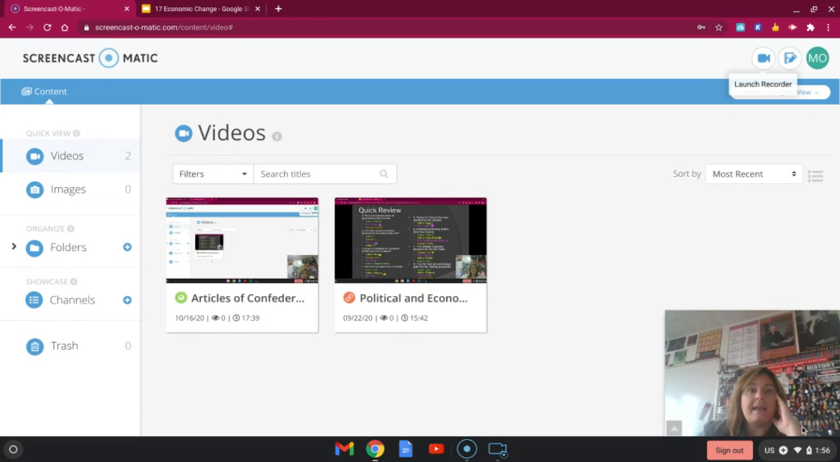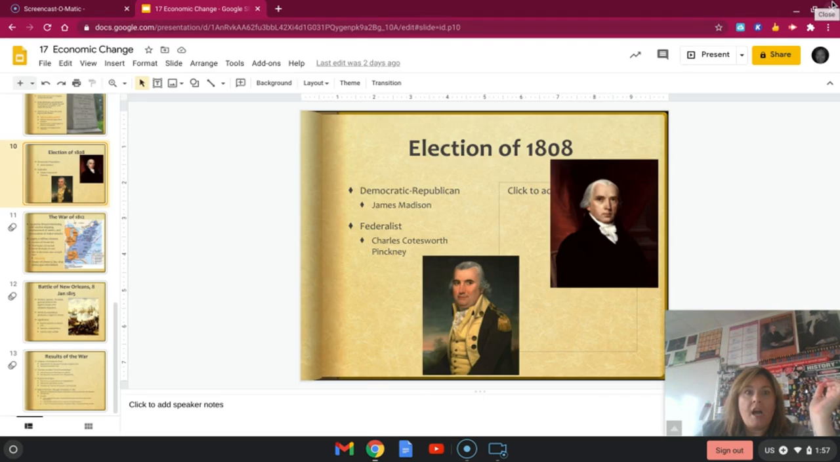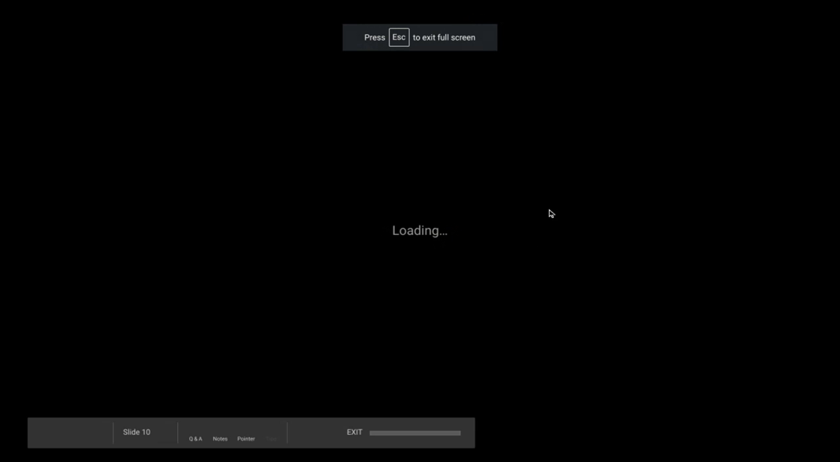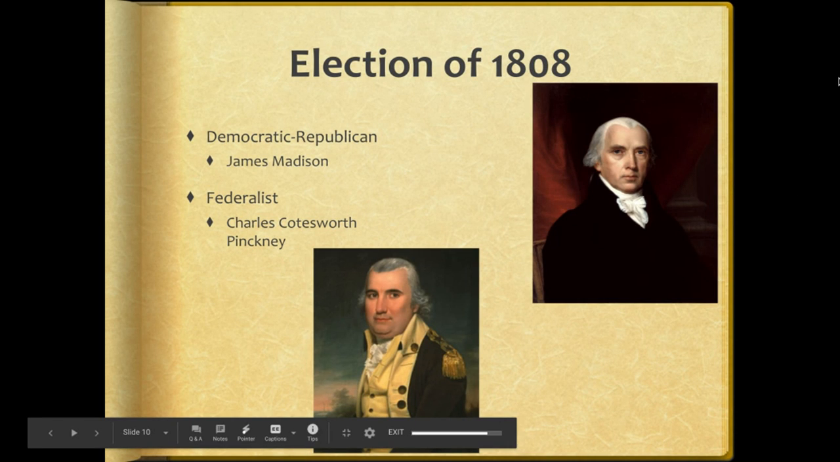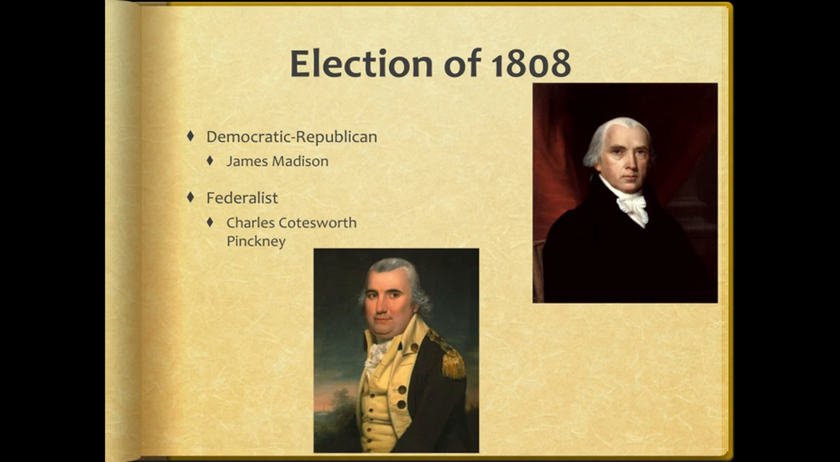So what we're going to do today is talk about the last part of our lecture 17. If you remember, we had been talking about Thomas Jefferson and John Adams, and today we're going to talk about what happens after Thomas Jefferson serves his 2 terms. We're going to have the election of 1808, which is going to pit Democratic Republican James Madison against Federalist Charles Cotesworth Pinckney.